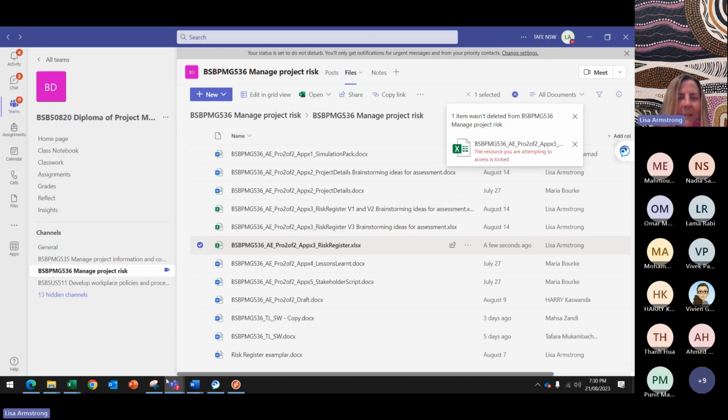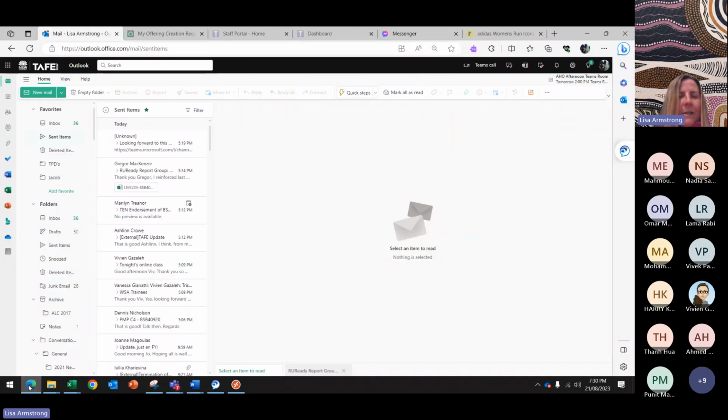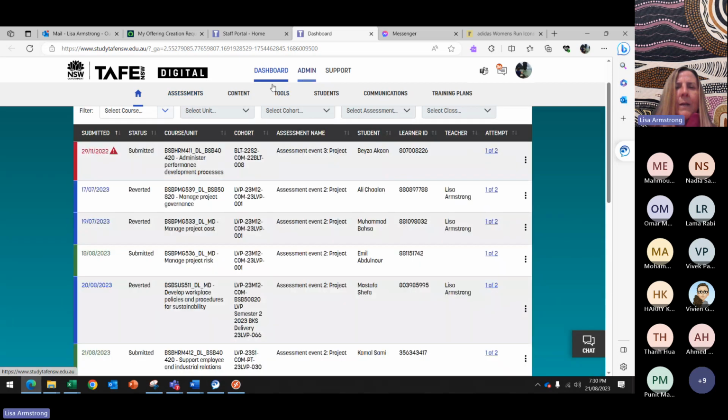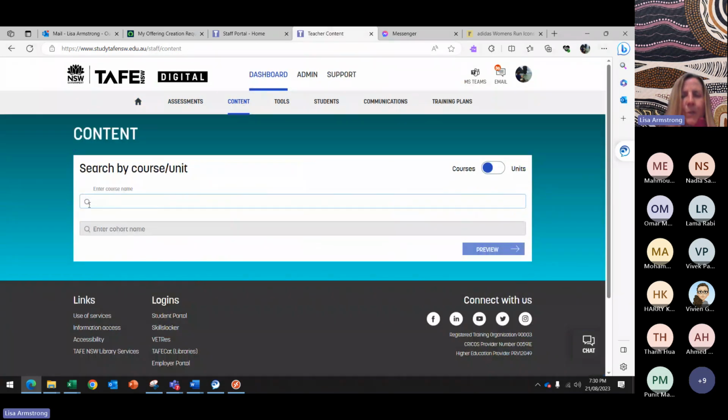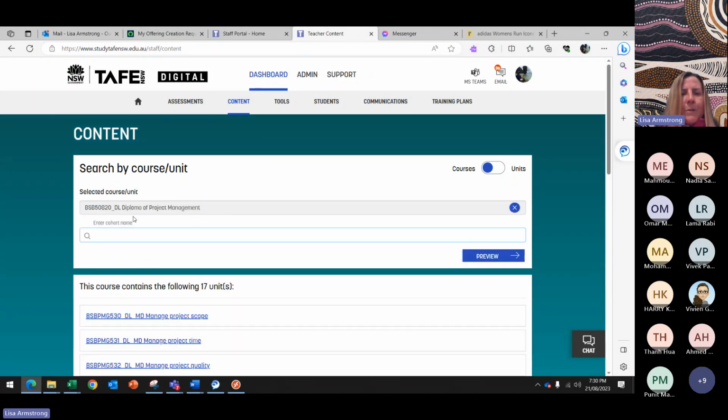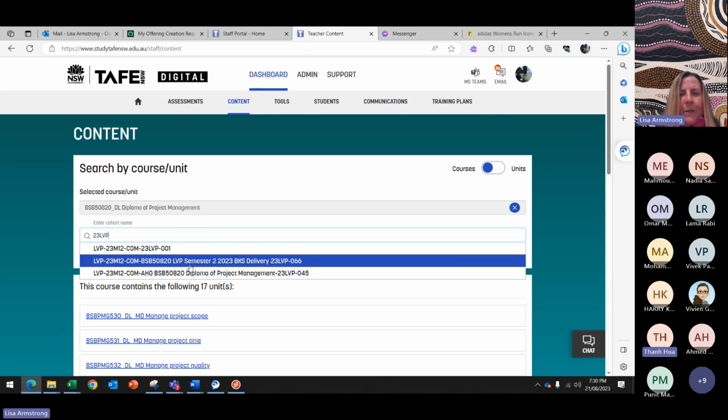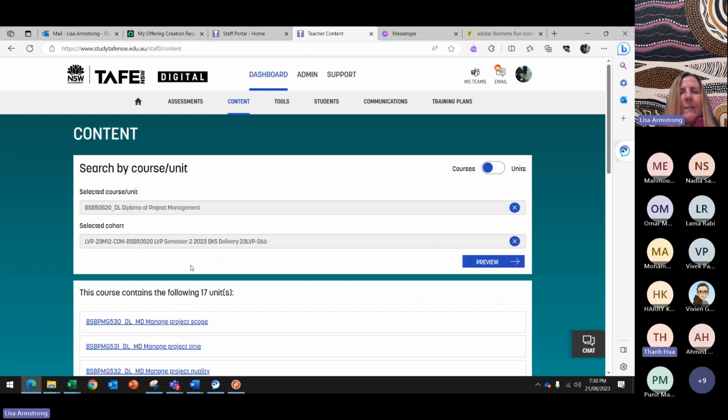So let me go back and let's go to our source again. Always go back to our TDC, this one here. And we want our content and we want BSB508. Make sure, guys, you do download and save it to your own. You shouldn't work in the Teams because it becomes a communal document, which is not good. It should be your own assessment.